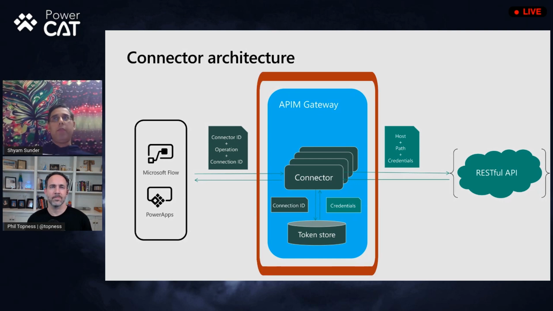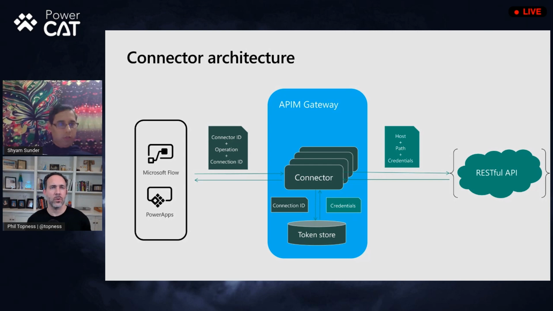So think about API management gateway as basically a proxy where the call comes in and then it figures out, depending upon the information we have passed, the connector ID, operation, and the connection ID, how it needs to route the call to the backend API. So the first thing that happens is when it gets a connection ID, we have a token store inside the API gateway. Using that connection ID, it fetches the credentials that need to be used for this call.